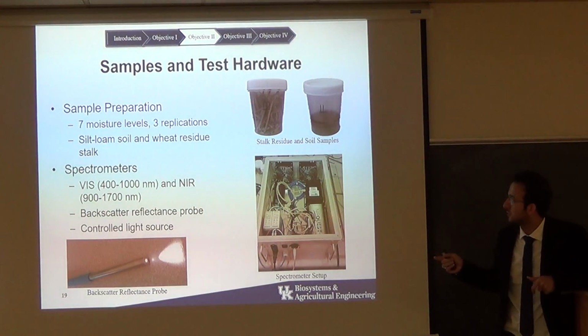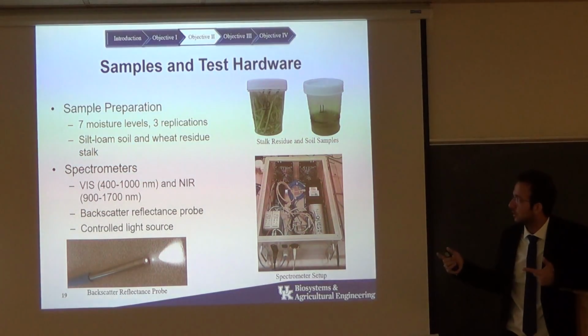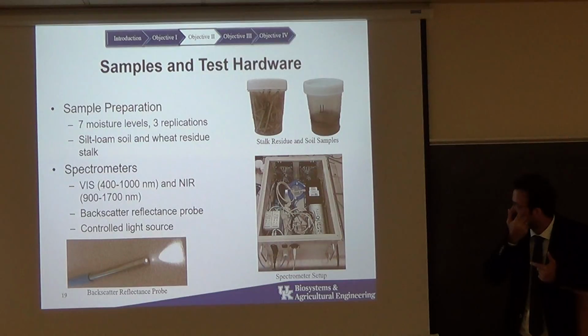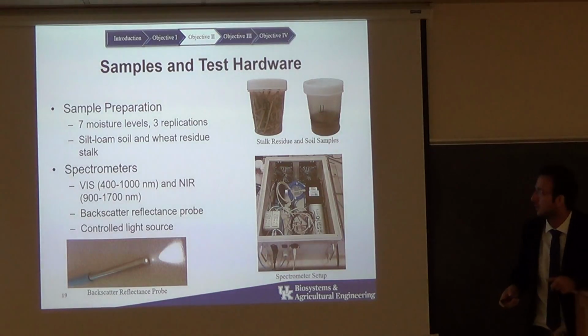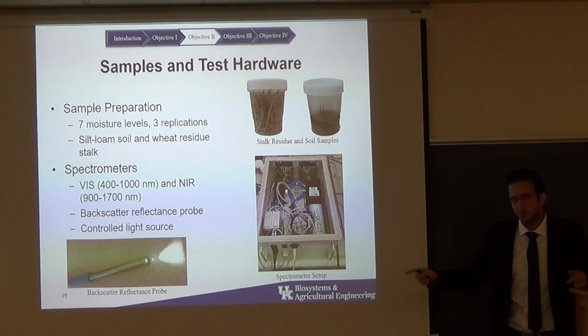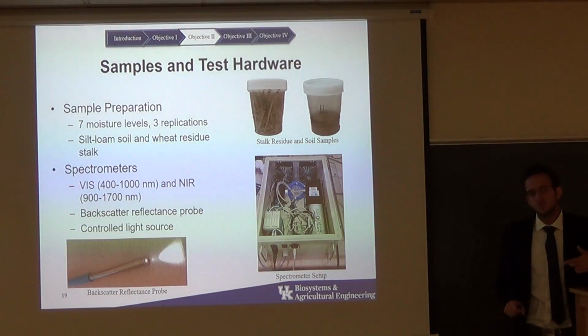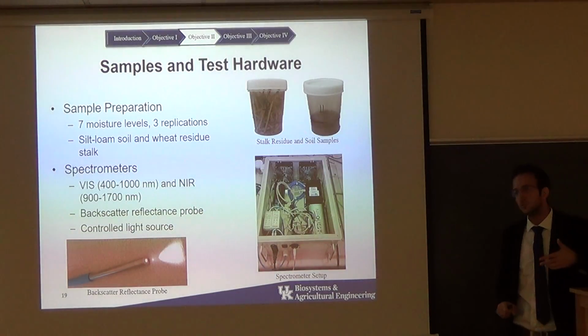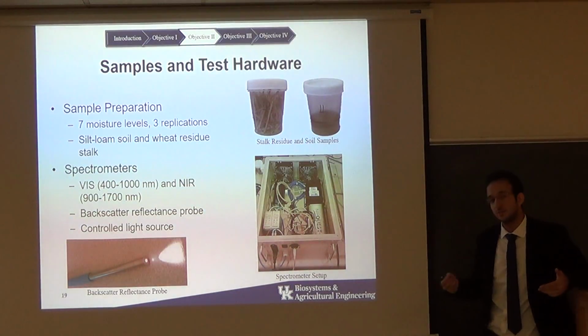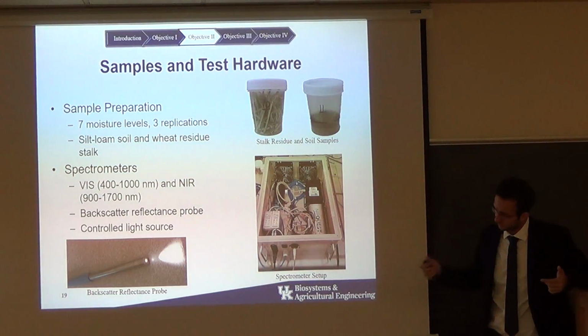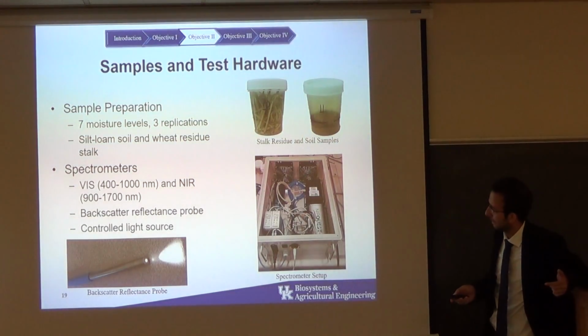And these two lab spectrometers use the visible and near infrared. The effective range is between 400 and 1700. A backscatter reflectance probe was used to transmit the light from the spectrometer to the sample surface, and the reflected light from the sample surface back to the spectrometer.